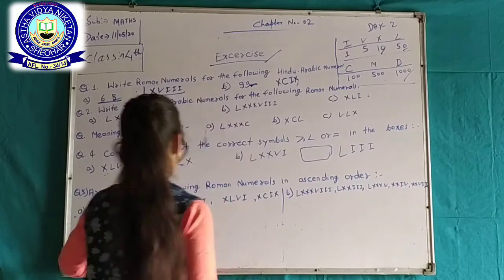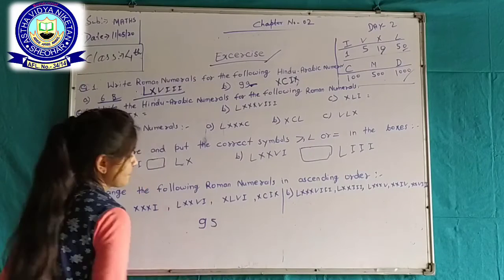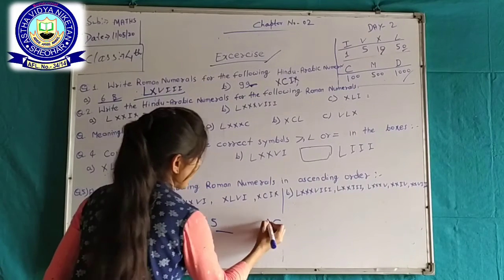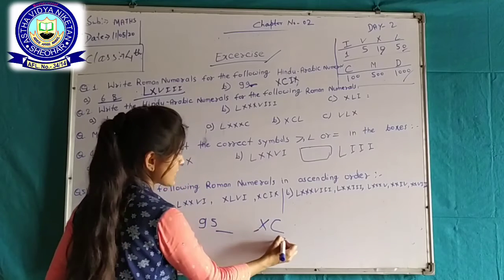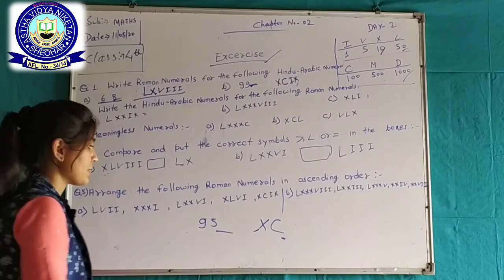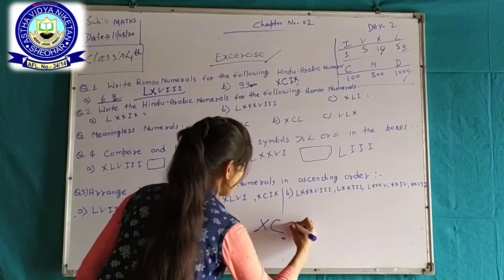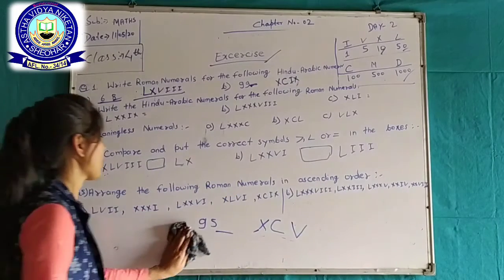Same, another example, 95. First of all, we write C for 100 and XC for 90. We all know X appears before this larger number, so it will be subtracted. It becomes 90, and then V for 5. It will be our 95.